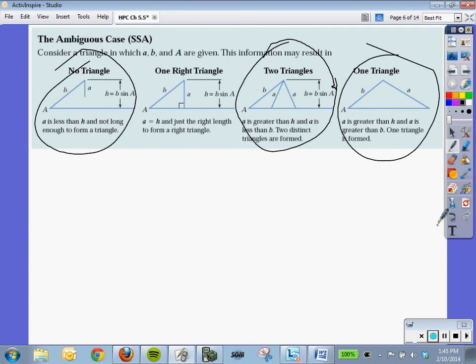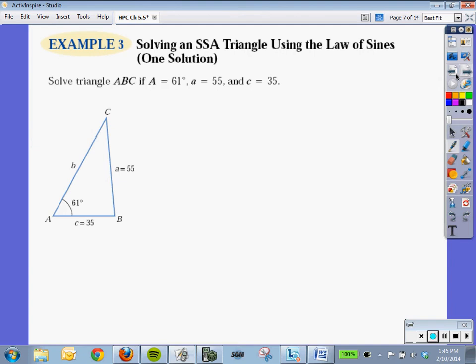But we're going to start off with SSA, a side, a side, and an angle, with just one solution, just one triangle, okay? And then we're going to look at no triangle, and then we're going to look at a situation where we have two triangles, okay? So we're going to take baby steps to the confusing part.